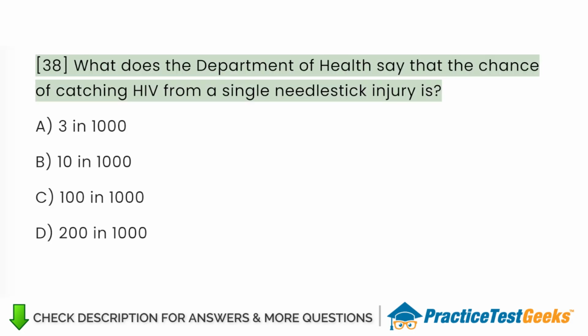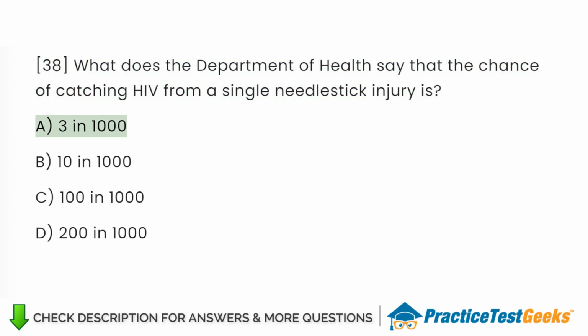What does the Department of Health say that the chance of catching HIV from a single needle stick injury is? A. 3 in 1,000, B. 10 in 1,000, C. 100 in 1,000, D. 200 in 1,000.